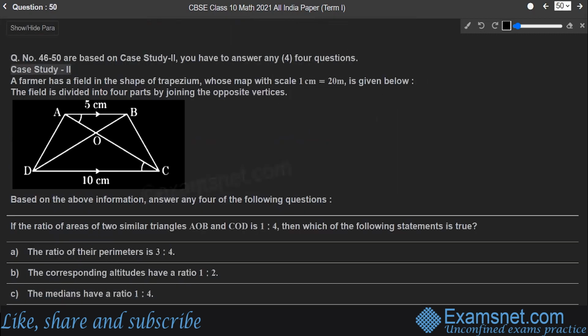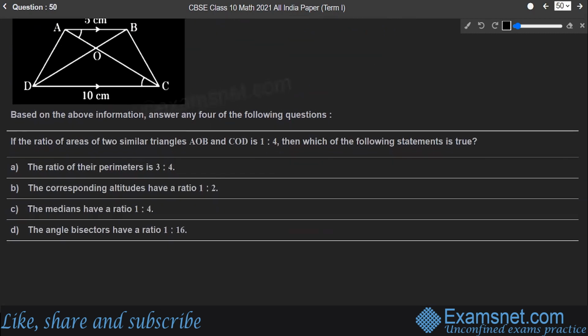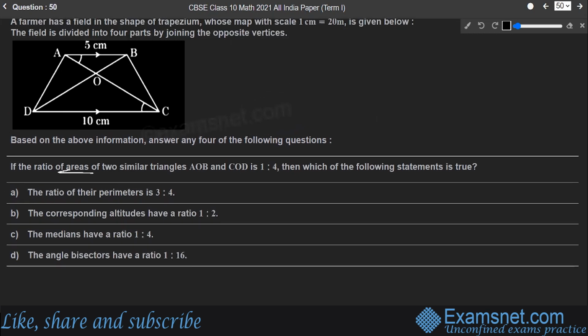Next, the same shape and the same figure again continues. Now we are supposed to find out what? The ratio of areas of two similar triangles AOB and COD is 1:4. The ratio of area is given. Which of the following statements is true? So area of triangle AOB by area of triangle COD is already given as 1:4.